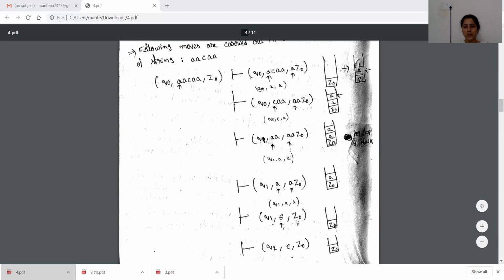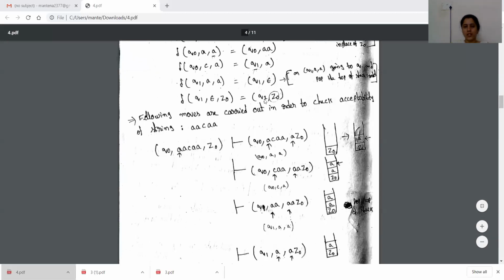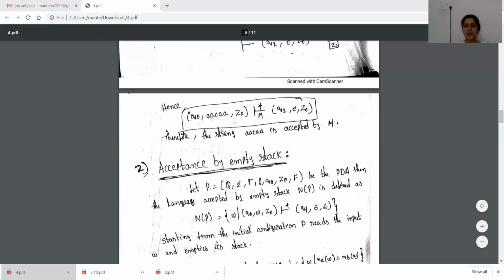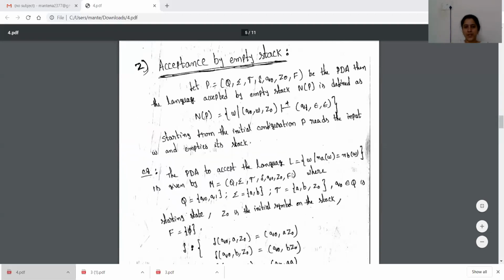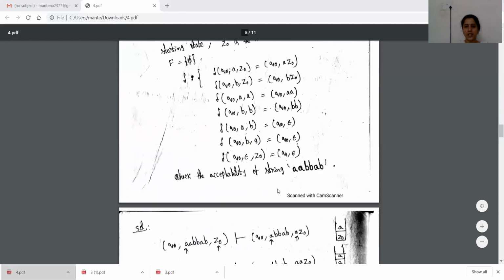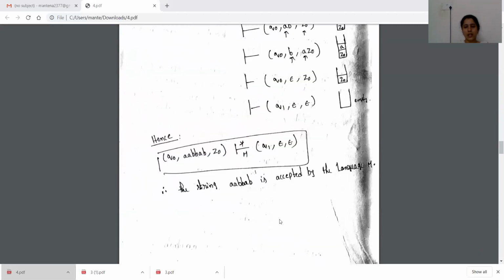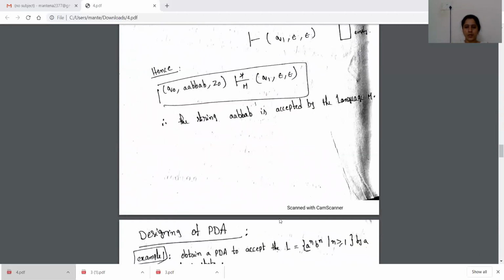So Q1 on epsilon with Z0, go to Q2, where Q2 is the final state. Here at last we reach the final state. So the string is accepted by the pushdown automaton. And for acceptance by empty stack, we just follow the same procedure. Observe here, at the end the stack is empty. If the stack is empty, then only we say that the string is accepted by the pushdown automaton.